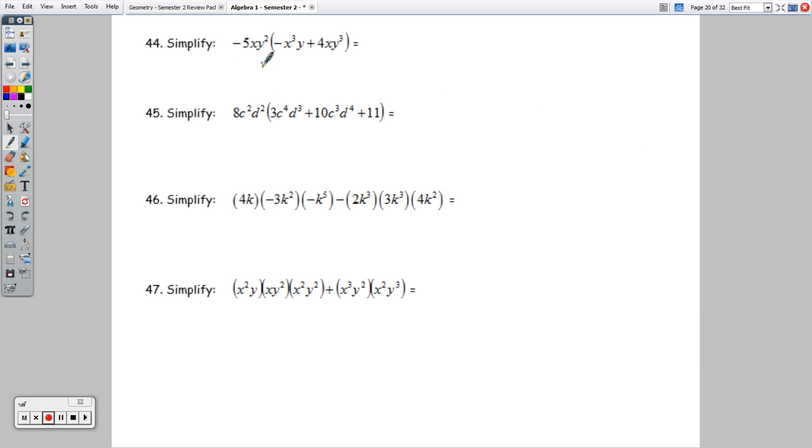44. We are going to simplify this. Distribute that through there, and you've got 5x to the 4th, y to the 3rd. And negative times a negative makes that positive. Here we have negative times a positive. That's going to be negative 20. x times x is x squared. y squared times y to the 3rd would be y to the 5th.